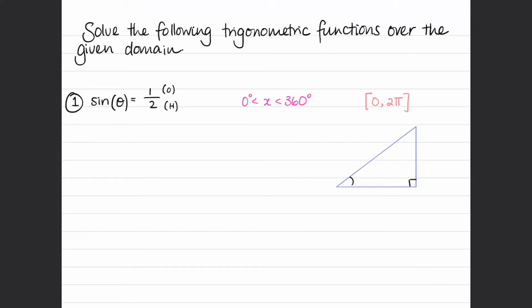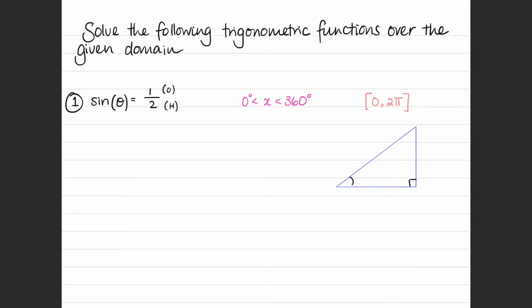So in this recording, we're going to be looking at solving trigonometric functions over a given domain. What I've done is put my domain in degrees mode, which is in pink, and in that light red color, we've got our domain given to us in radians. So what we're going to do is work out the degrees first, and then we'll work out the radians.